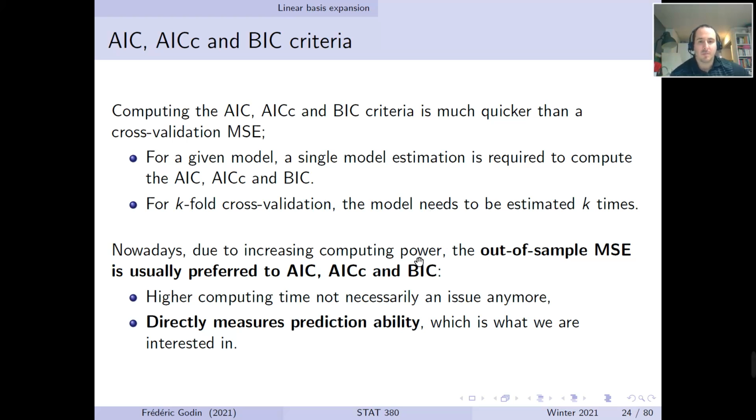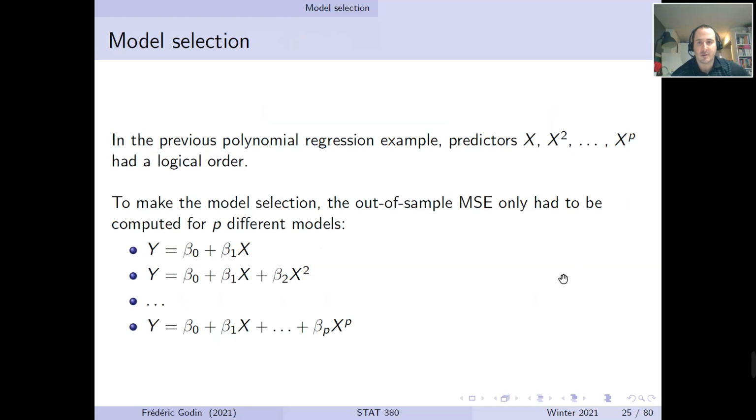Okay, so these traditional criteria are quicker, but the out of sample MSE, if you're able to use it, might be better because, as we discussed, it measures more directly what we're interested in, which is predictive ability for unseen observations.